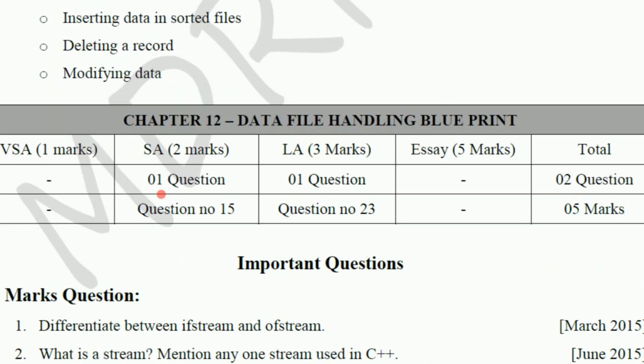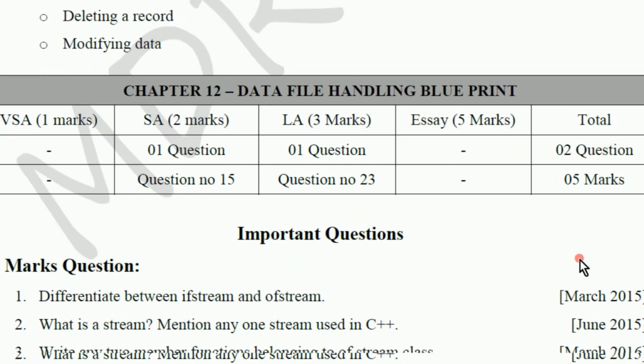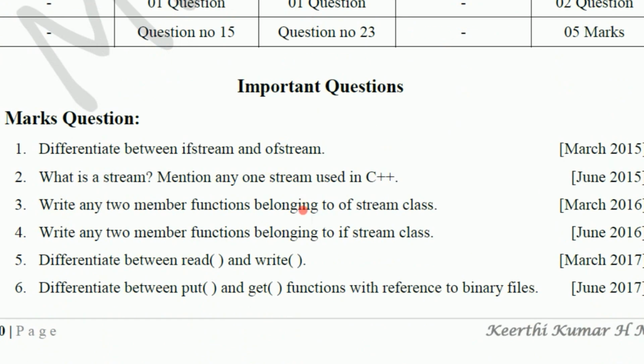Okay, so here there are questions, like there will be a 2 marks question, and a 3 marks question, totally 5 marks. Even some questions are given. You can see here: differentiate between ifstream and ofstream. It's from March 2015. ifstream is for input operation, ofstream is for output operation. And remember, input operation means reading, output operation means writing. Okay, don't confuse with that concept.